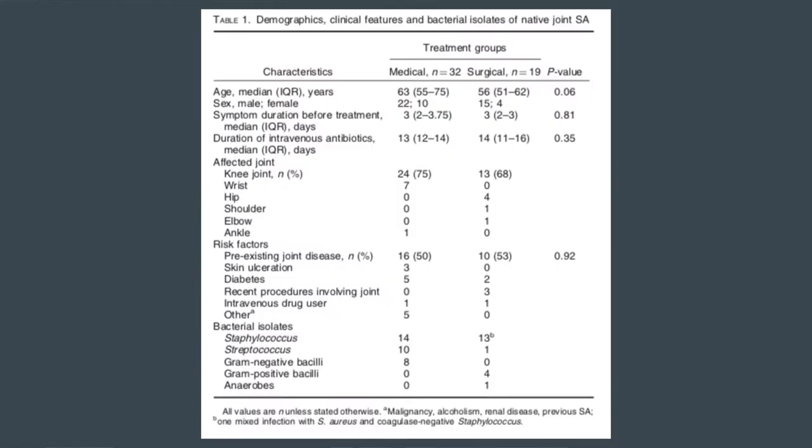And looking at the data a little closer, you can see that the medical group were older. In terms of the joints, again, the knees were the most prevalent in the study, 24 versus 13. The hips, four of the hips were managed surgically, and the shoulders, there was one in the surgical group. The risk factors, the medical group had more risk factors, and then the organism was, again, staph.